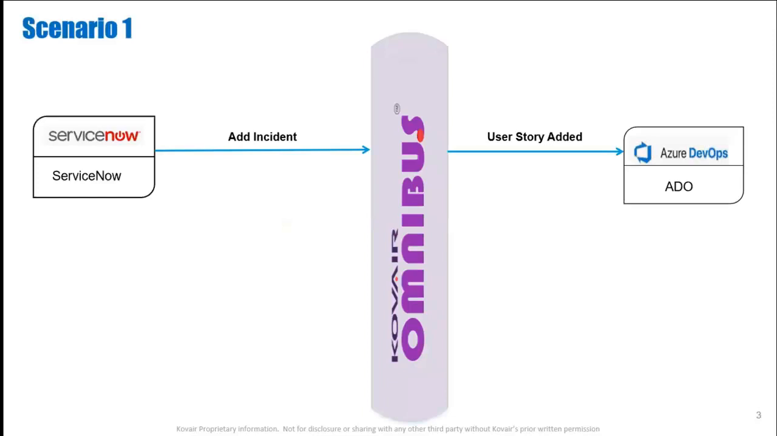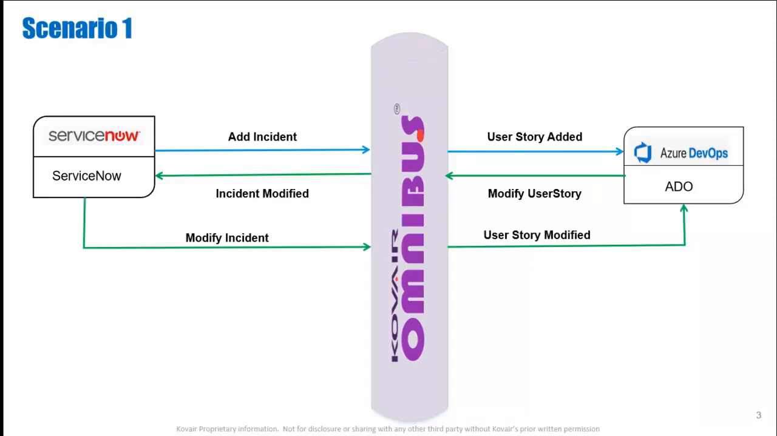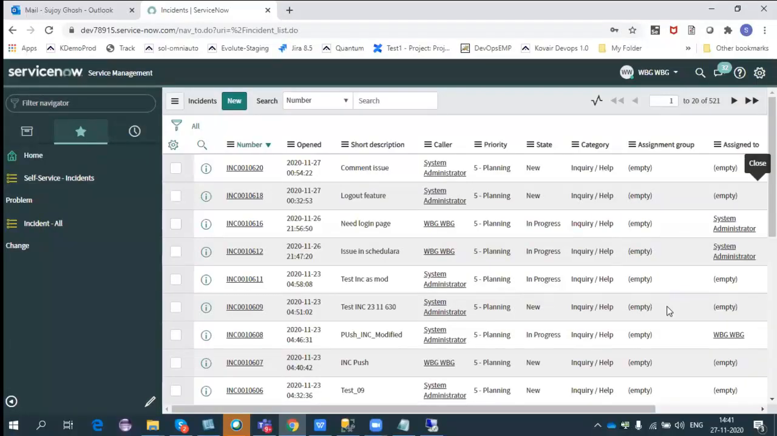We will showcase two different scenarios in the demo. Let's start with the first scenario. The support team adds an incident in ServiceNow. Now, based on a given condition, this incident will get synchronized to respective project of Azure DevOps as an user story. Next, any modification done on the user story in Azure DevOps get reflected in ServiceNow. Similarly, any modification on the incident done at ServiceNow will get synchronized to Azure DevOps in a real-time manner. With this introduction, let's now add an incident in ServiceNow.